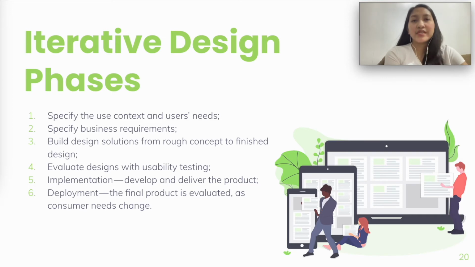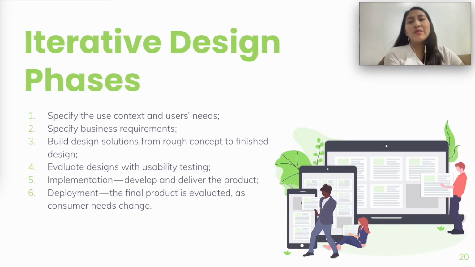So here are the phases of iterative design. First, specify the use context and the user's needs. You need to know your users. You need to know who will use the system and the needs of those users. If you have several levels of users, you need to know all of them, whether they be managers, clients, or the staff. You still need to specify the staff. What are the functions they need in the system? You really have to specify your users because again, they are the main focus of your development.